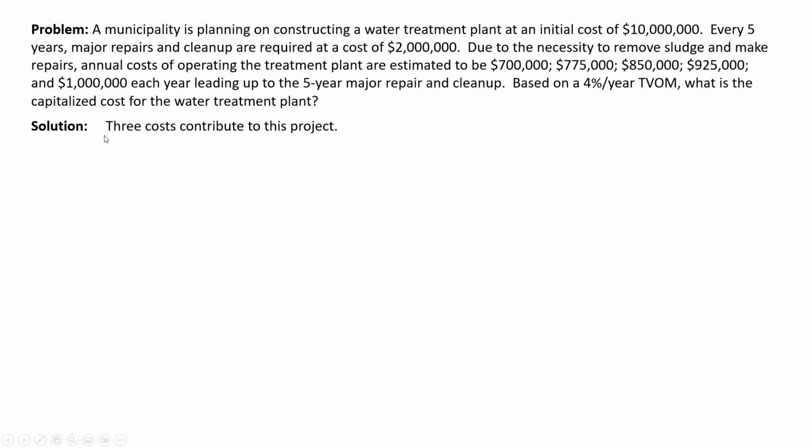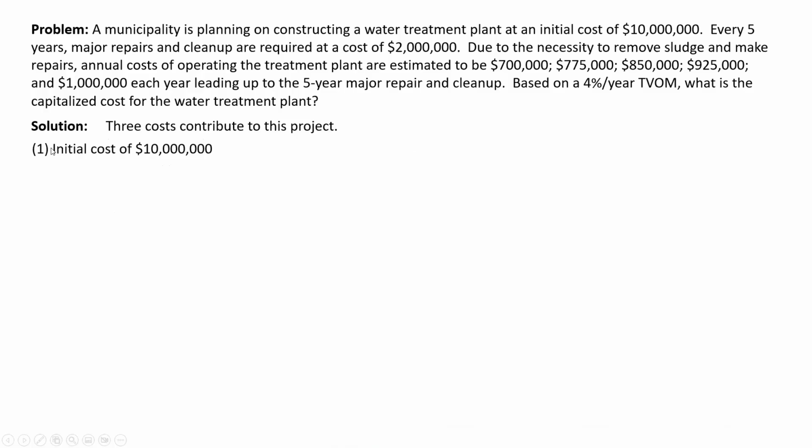Three kinds of costs, or three types of costs, contribute to this project. What are they? The first kind is this initial cost of $10 million, right? The initial cost of $10 million. That's the first kind of cost. Good. We need to find the present worth.